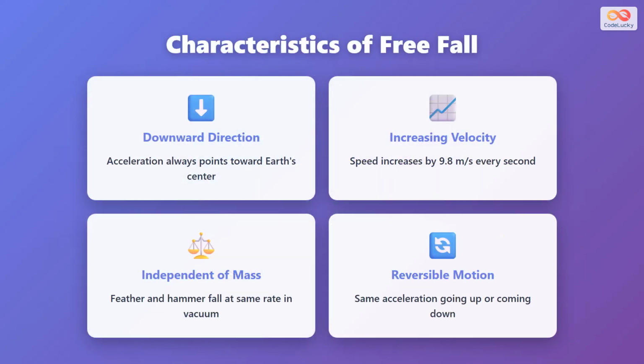Free fall motion has four key characteristics. First, the acceleration is always directed downward toward Earth's center. Second, the velocity of the falling object increases by 9.8 meters per second every second. Third, this motion is independent of the object's mass, meaning a feather and a hammer fall at the same rate in a vacuum. Fourth, the motion is reversible, with the same acceleration acting whether an object is going up or coming down.